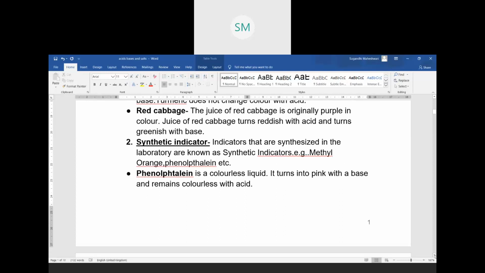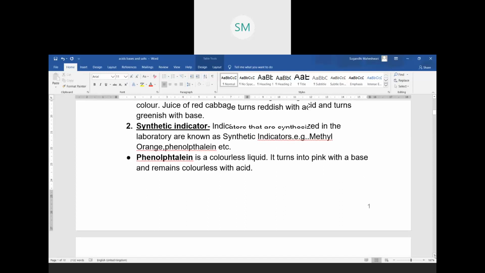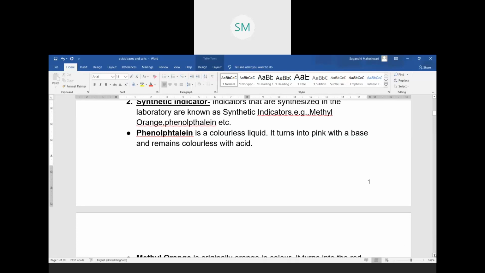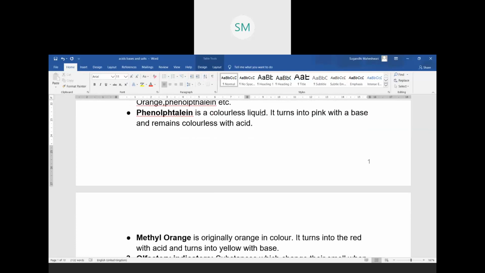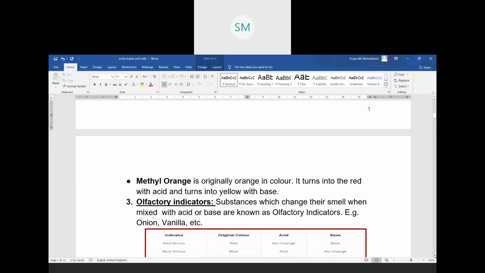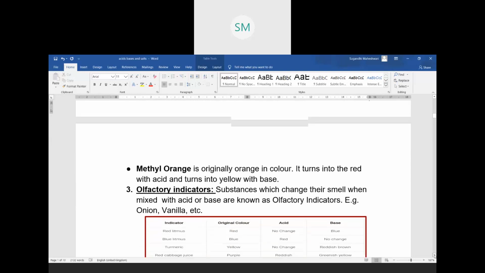Now synthetic indicators. Synthetic indicators are synthesized in the laboratory. They are methyl orange and phenolphthalein. Phenolphthalein is of very much importance. Phenolphthalein shows pink color in the basic solution and remains colorless with the acid. Okay. Now next is methyl orange. Methyl orange is originally orange in color. It turns into red with acid and turns into yellow with base.